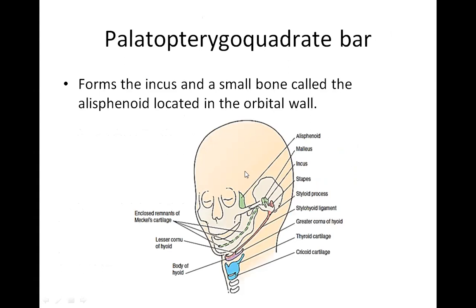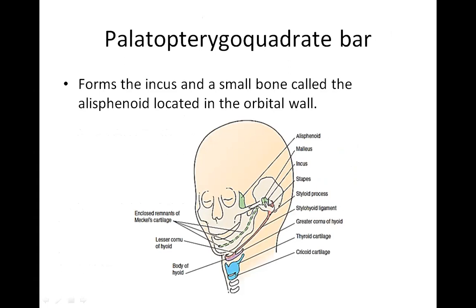Then the palato-pterygoquadrate bar. It forms the incus, which is a small middle ear bone, and a small bone in the lateral orbital wall, which is known as the lesser wing of the sphenoid. So the palato-pterygoquadrate bar is giving rise to the incus and the lesser wing of the sphenoid. So what are the derivatives of the first arch cartilage?